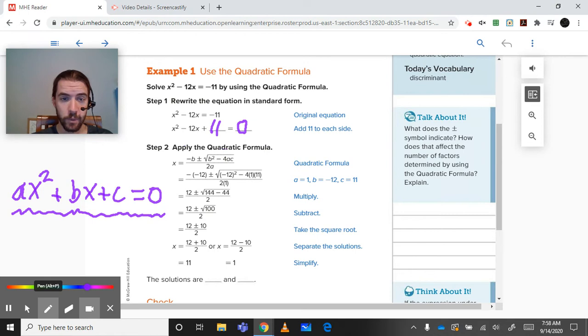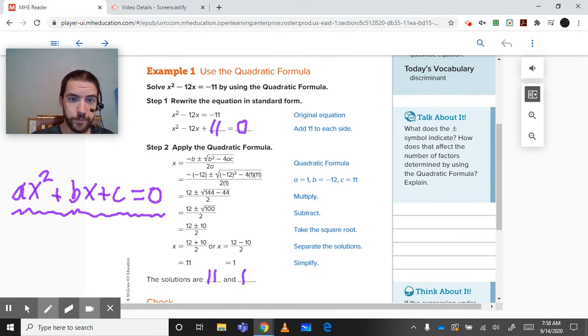Simplifying that, we get 12 plus or minus the square root of 100, and the square root of 100 is 10. So we have 12 plus or minus 10 over 2. We have two answers, right? Because we have that plus or minus part. We have 12 plus 10 over 2, and we have 12 minus 10 over 2. Two separate solutions. We simplify those to get 22 over 2 and 2 over 2, which respectively equal 11 and 1. So there we go. Our solutions are 11 and 1.